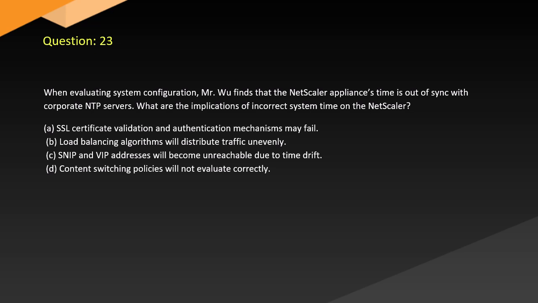Question 23. When evaluating system configuration, Wu finds that the NetScaler appliance's time is out of sync with corporate NTP servers. What are the implications of incorrect system time on the NetScaler? A. SSL certificate validation and authentication mechanisms may fail. B. Load balancing algorithms will distribute traffic unevenly. C. SNIP and VIP addresses will become unreachable due to time drift. D. Content switching policies will not evaluate correctly.